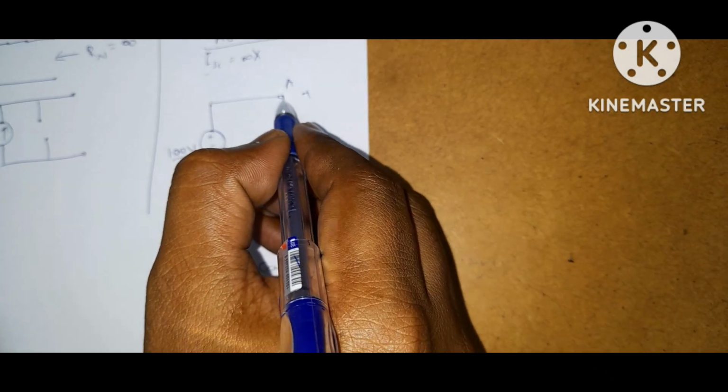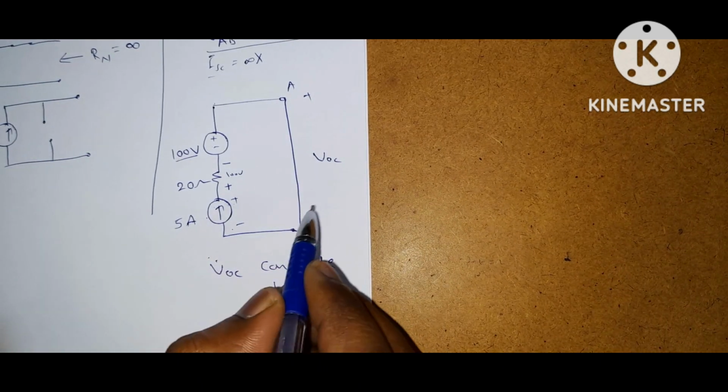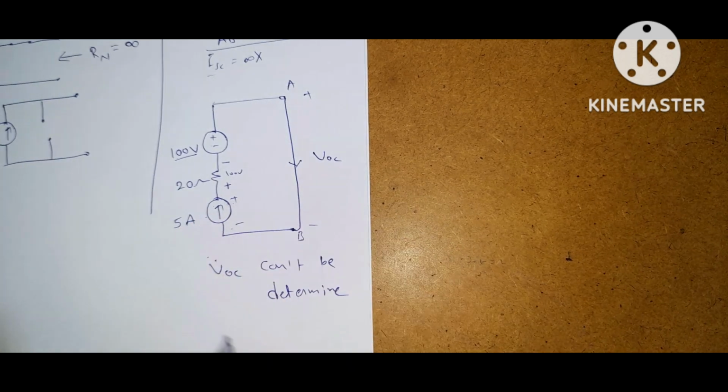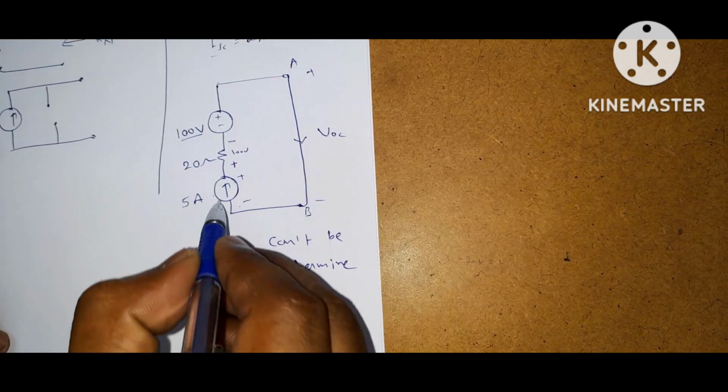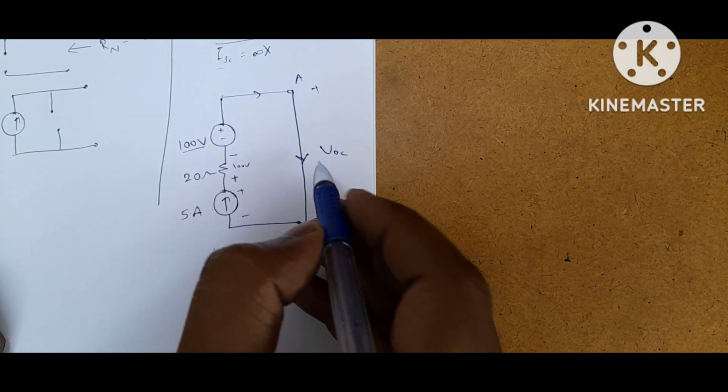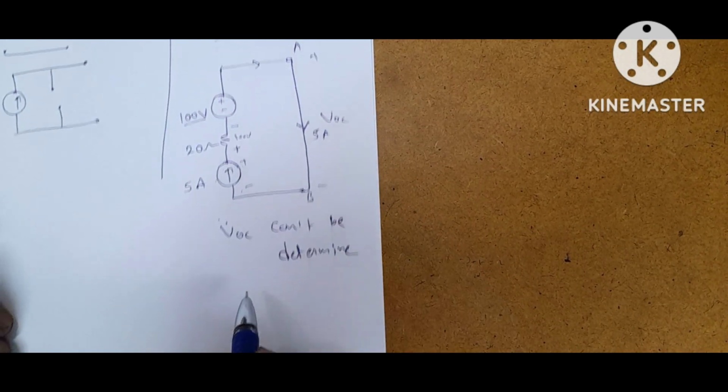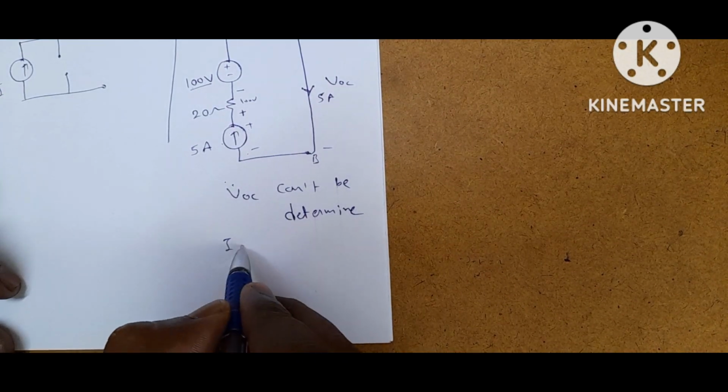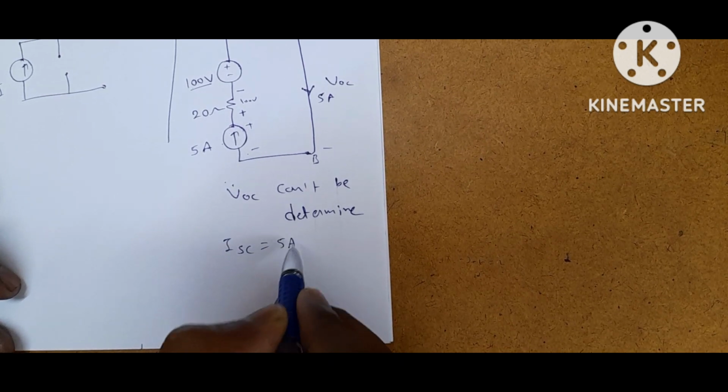Now find ISC. Replace with a short circuit here. Now what is ISC? So the entire branch current is 5 amps. So ISC is equal to 5 amps.